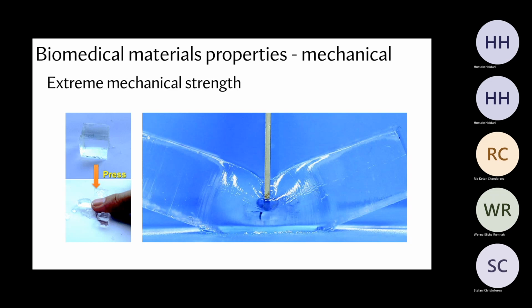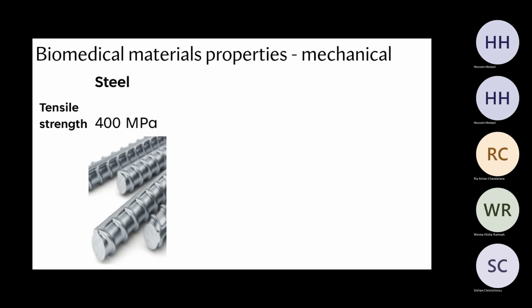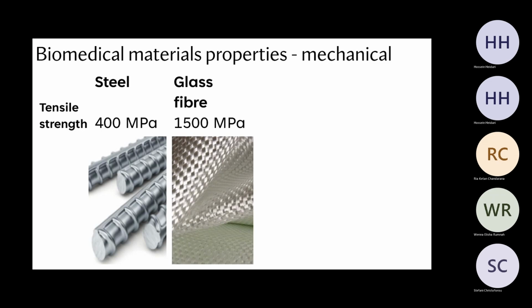But then we learned more and more about their physics. We got tools like rheology to study their viscoelastic properties. And that's when we started to make hydrogels that can now tackle applications that we couldn't even think of. To give you an idea, steel has a tensile strength of about 400 megapascals. Okay, so it breaks at 400 megapascals of stress.